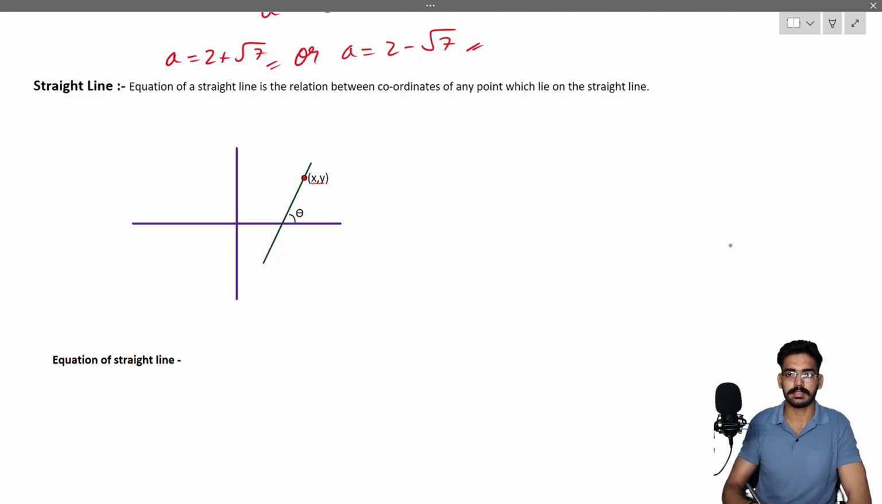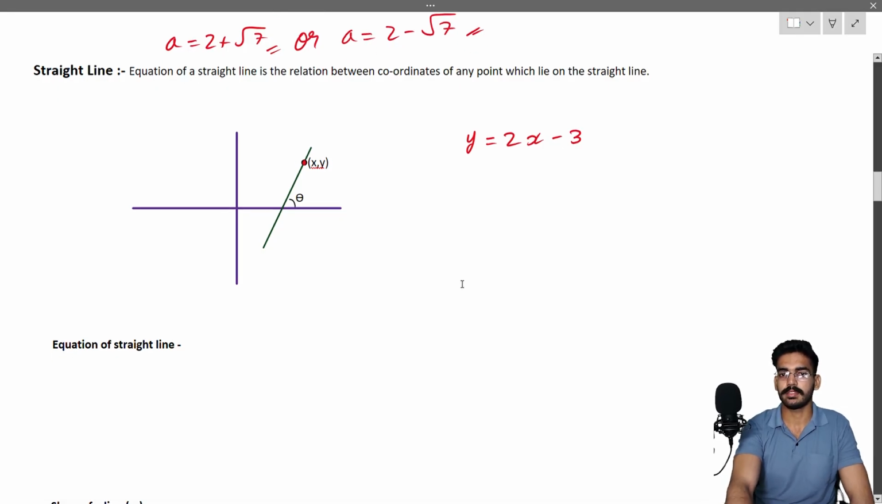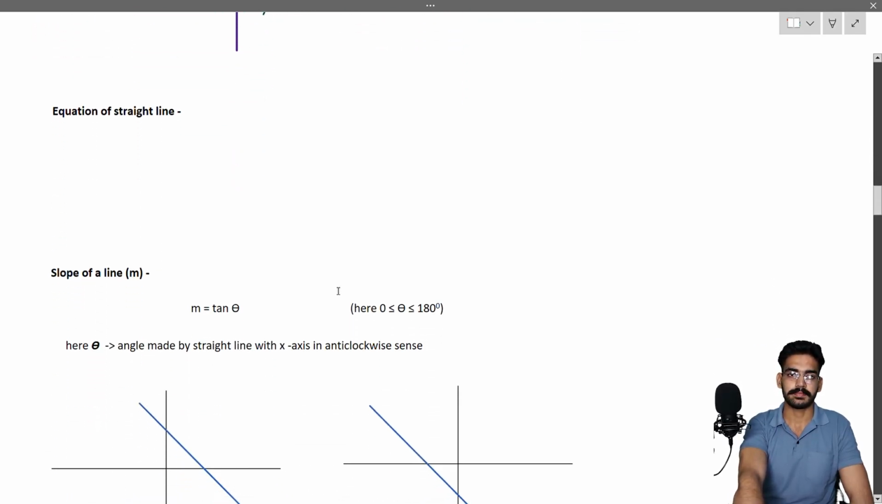Now let's start. What I'm saying is the equation of a straight line is basically the relation between the coordinates. So I'm saying like y equal to 2x minus 3. Okay. So y equal to 2x minus 3 is telling me the relation between x and y. If I am changing the x, how the y is changing. That relation between x coordinate and y coordinate is telling me the equation of the straight line.